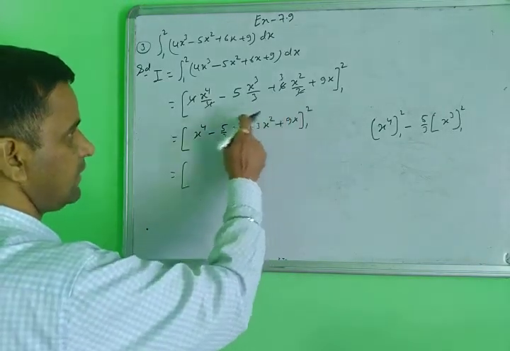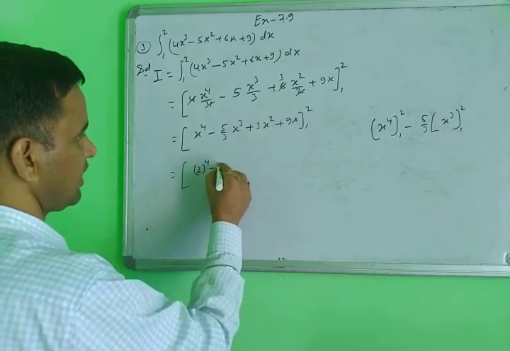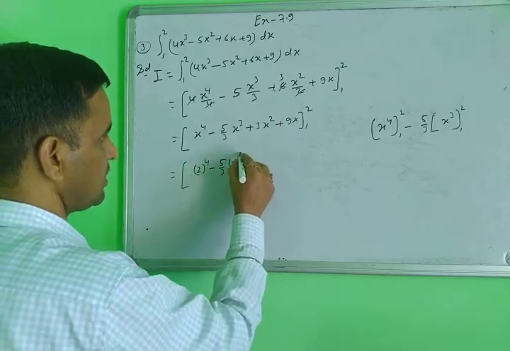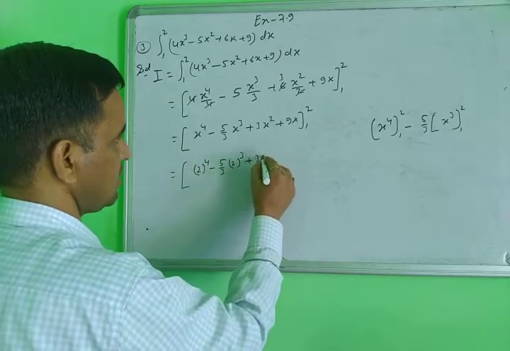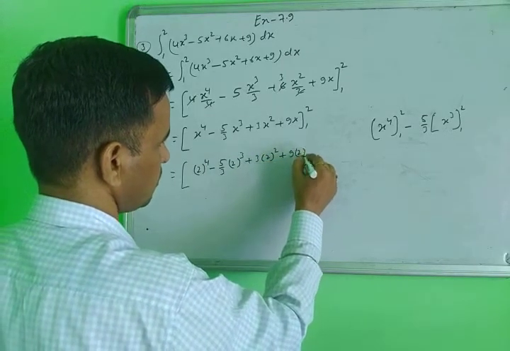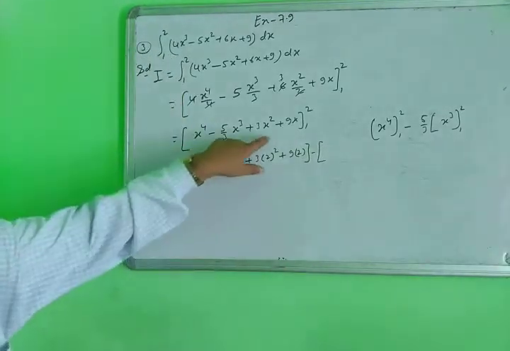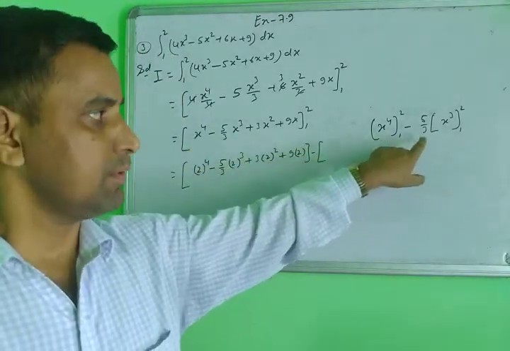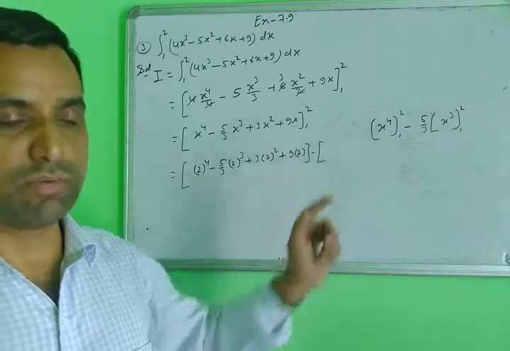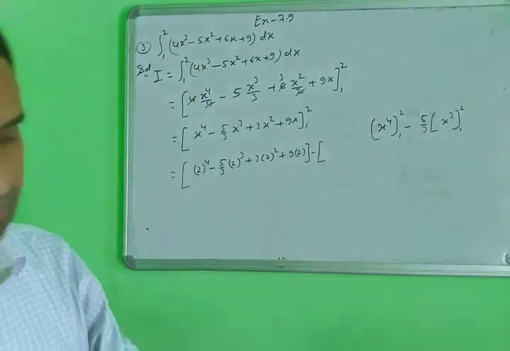First using the upper limit: 2 exponent 4 minus 5 by 3 times 2 exponent 3 plus 3 times 2 exponent square plus 9 into 2. Then the minus sign. We are using the combined form, not the separate form. But suppose you use the separate form, the answer will be the same. The answer will not be different.